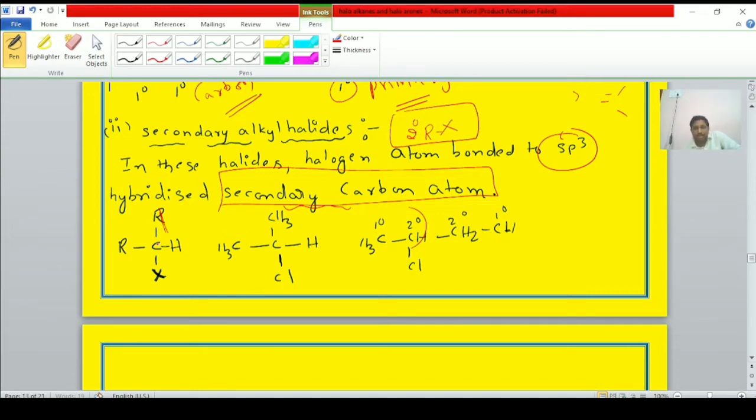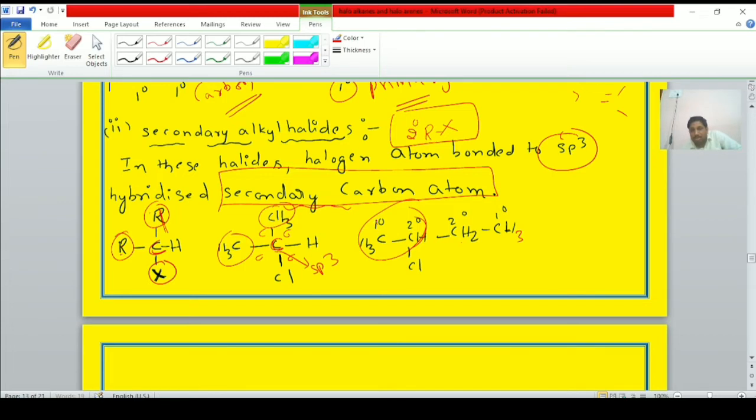Example, student. Here the halogen atom is bonded to a carbon which is bonded to two other alkyl groups, that is two carbon atoms. Here CH3, the chlorine atom is bonded to an sp3 hybridized carbon atom because all are sigma bonds. But this carbon is a secondary carbon atom because it is bonded to two carbons. Next, student, CH3CHClCH2CH3.